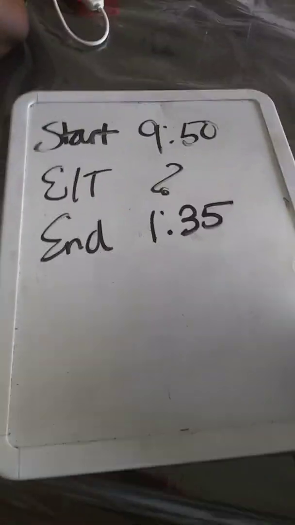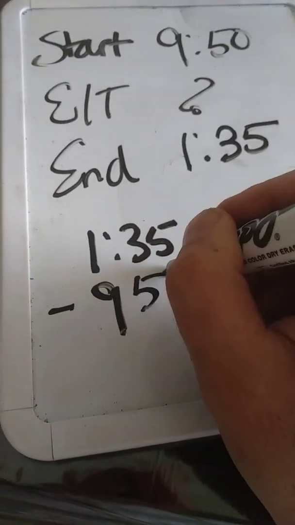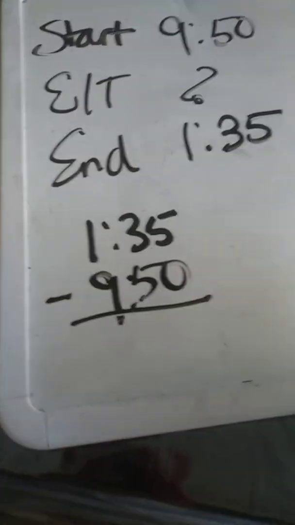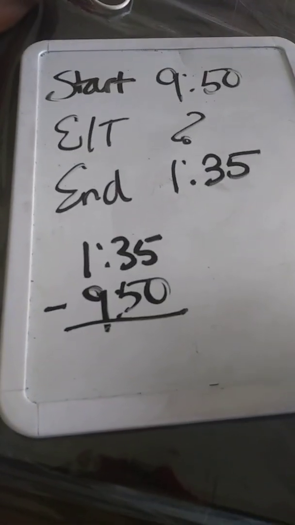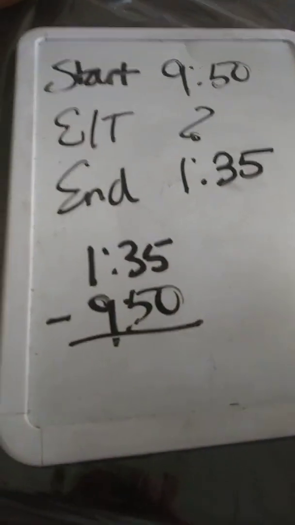Okay, so this is the last situation. I've got the start time, I've got the end time. I want to know how long it is. So let's say the movie starts at 9:50, it ends at 1:35. How long is this movie? Well, once again, I'm going to subtract, because it's not the start time or the end time that I'm looking for. So here's what I'm going to do. I'm going to subtract 1:35 minus 9:50. I'm subtracting 1:35 minus 9:50. Again, I know it looks weird, but don't let that mess with you, okay?